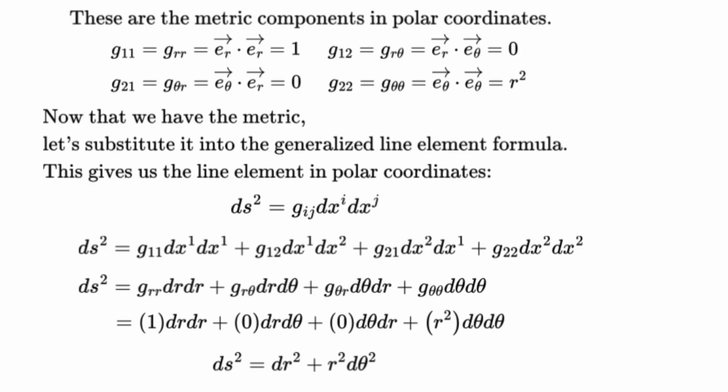These are the metric components in polar coordinates. Now that we have the metric, let's substitute it into the generalized line element formula. This gives us the line element in polar coordinates.